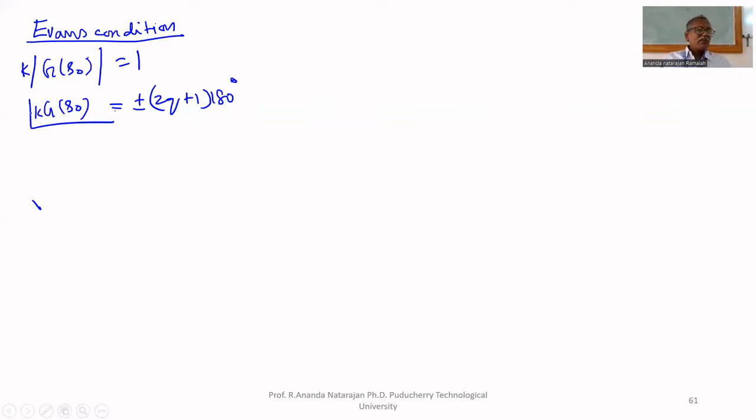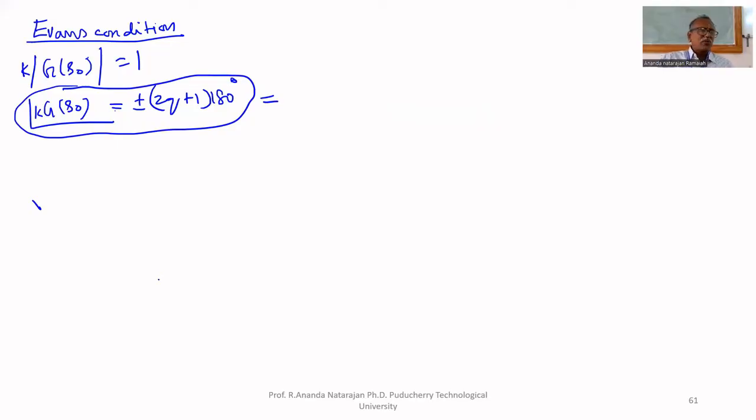For any value of k, the first condition will be satisfied. Therefore, to draw the root locus, we need not bother about the first condition. We have to consider the second condition alone to draw the root locus. Therefore, we will apply the second condition.